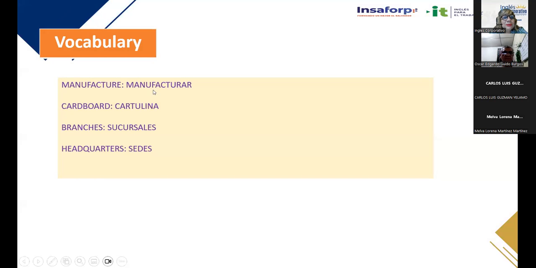Okay, vocabulary. We have manufacture, cardboard, branches, headquarters. Do you see here we have the meaning in Spanish? Okay, everybody repeat.